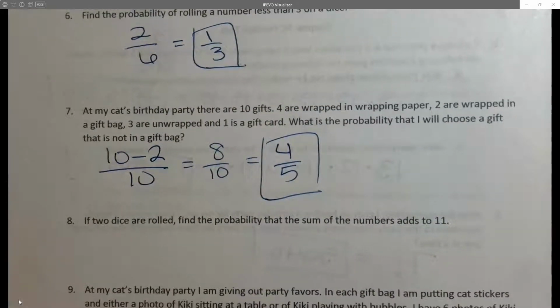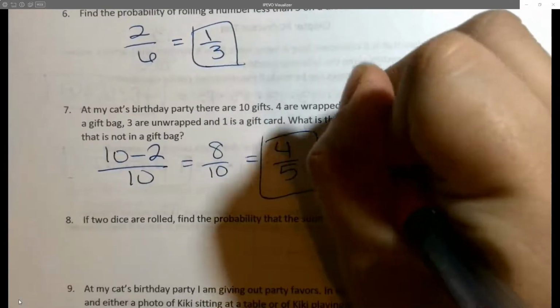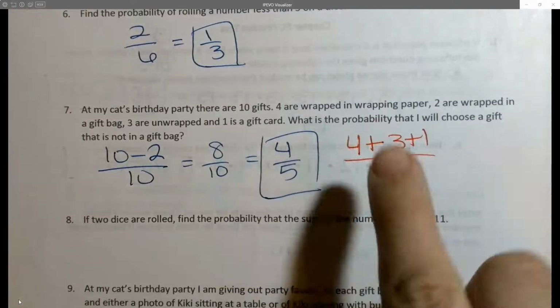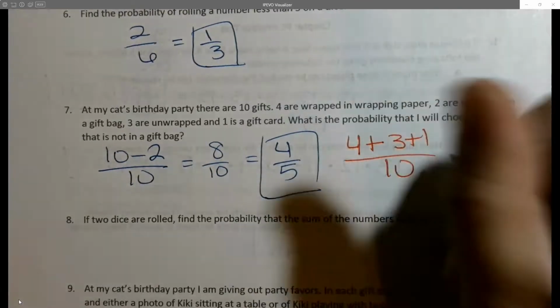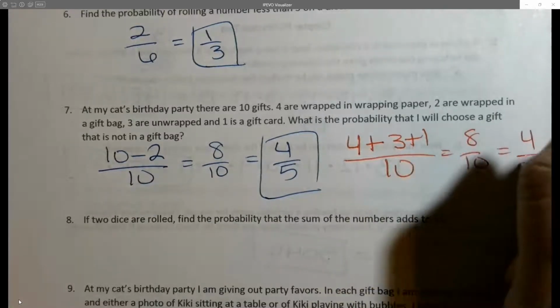The other way I could have done it, I'll do this one in red to show you. Maybe I won't do it in red. I lost my red pen. Oh, here it is. The other way I could have done it was I could have added the other choices together. So I could have added 4, 3, and 1, because there was 4 wrapping paper, 3 unwrapped, and 1 gift card, and divided by 10. It would give me 8/10 again, which would also simplify to 4/5.